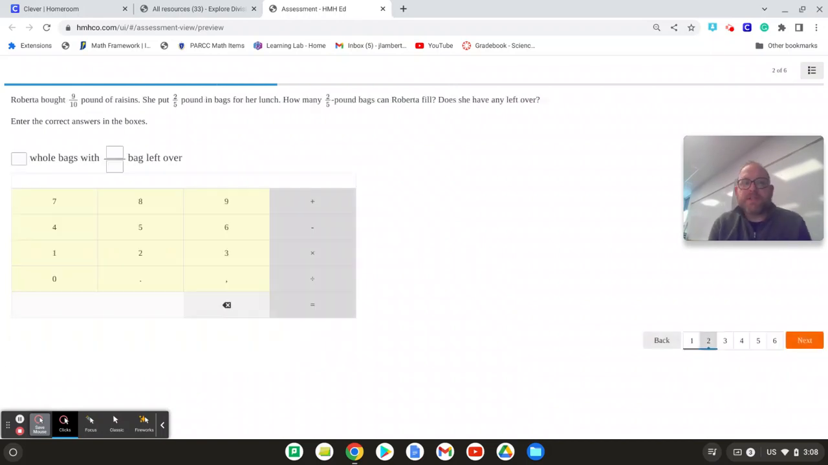All right, number 2, it says Roberta bought 9/8 of a pound of raisins. She puts 2/5 pound in bags for her lunch. How many 2/5 pound bags can Roberta fill up? Does she have any left over? If so, how much is that? Well, let's figure this out.